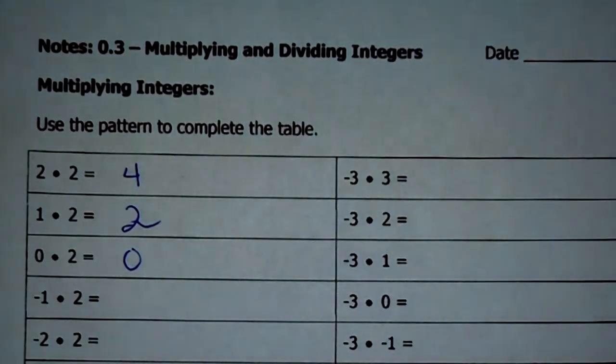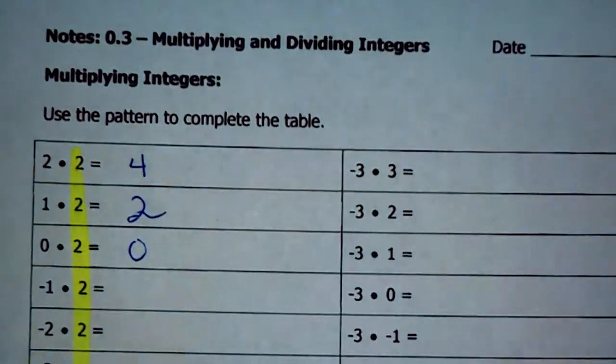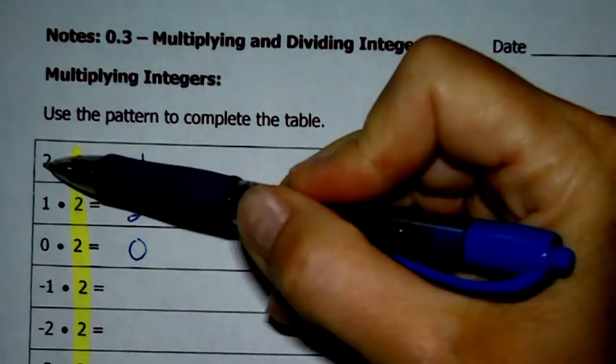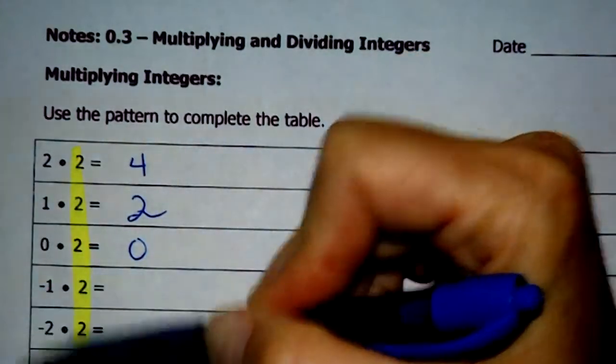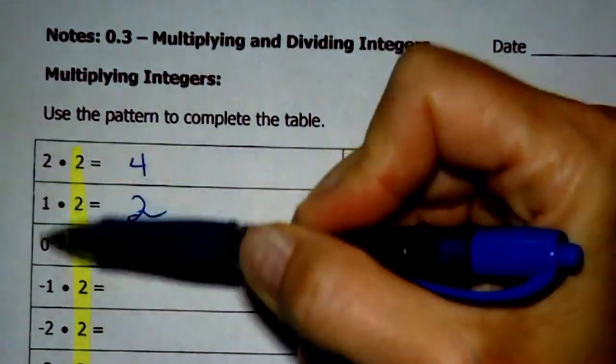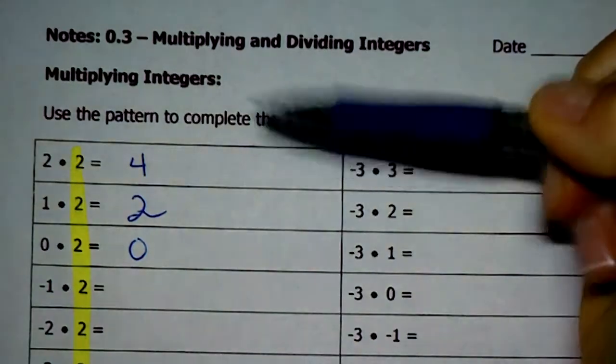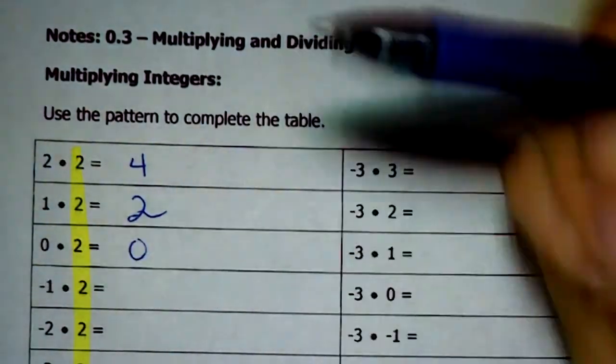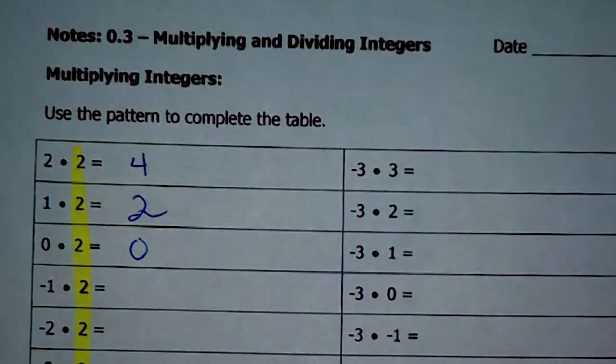Okay, so what I would like you to notice, first of all, is that all of these numbers are being multiplied by 2, right? And we're seeing that if I'm going down the line here, this is going down by 1 every single time, right? So 2, 1, 0, negative 1, negative 2, negative 3. This isn't random. This is a pattern. It's set up that way.